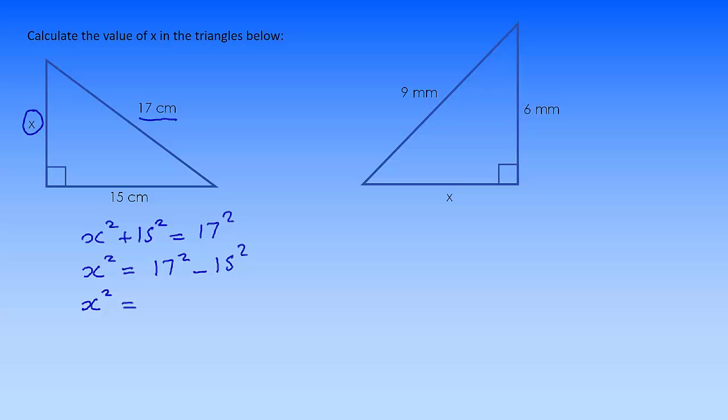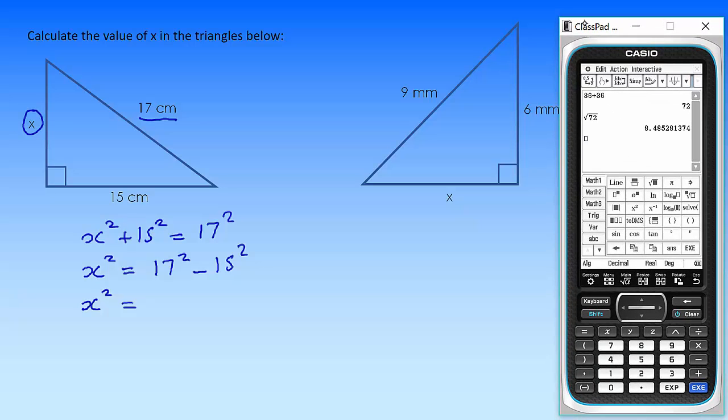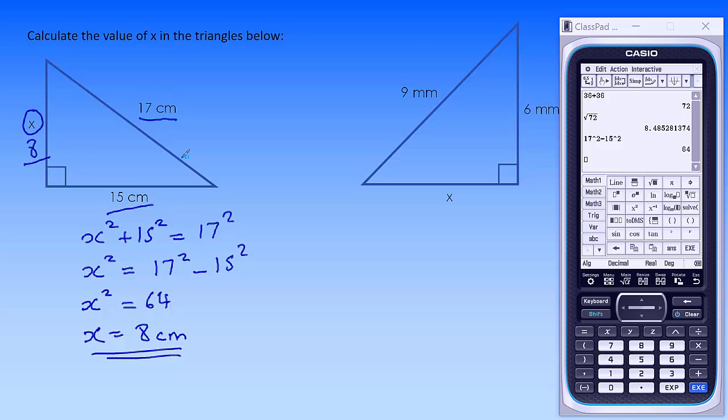So I'm just going to calculate that. Once again, I'm going to bring my calculator in here. So I've got 17 squared, take away 15 squared. That gives me 64. And then x would be the square root of 64, which we know is 8, and the units here are centimetres. So that one worked out exactly with this being 8, 15, 17. When you have 3 whole numbers that work in a right-angled triangle, that's known as a Pythagorean triple.